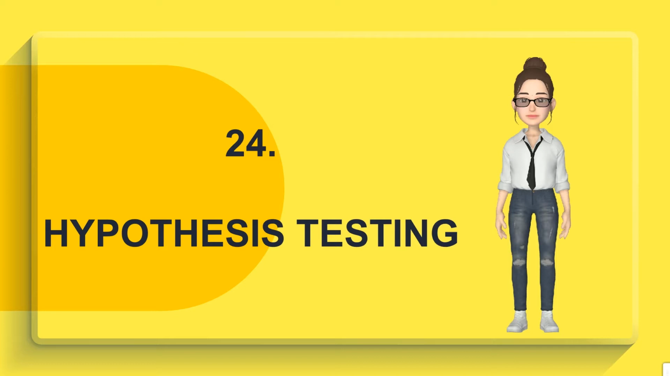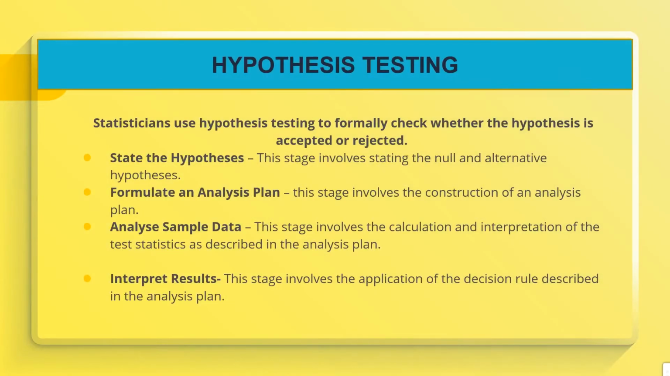Let's move ahead to one of the most important topics in statistical inference, which is hypothesis testing. So basically, statisticians use hypothesis testing to formally check whether a hypothesis is accepted or rejected. Hypothesis testing is an inferential statistical technique used to determine whether there is enough evidence in a data sample to infer that a certain condition holds true for an entire population.